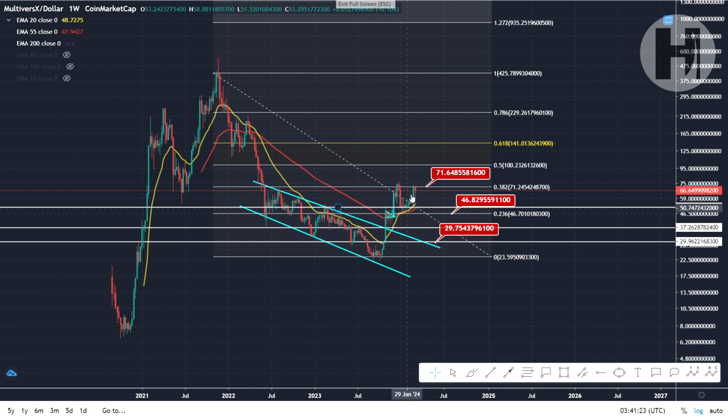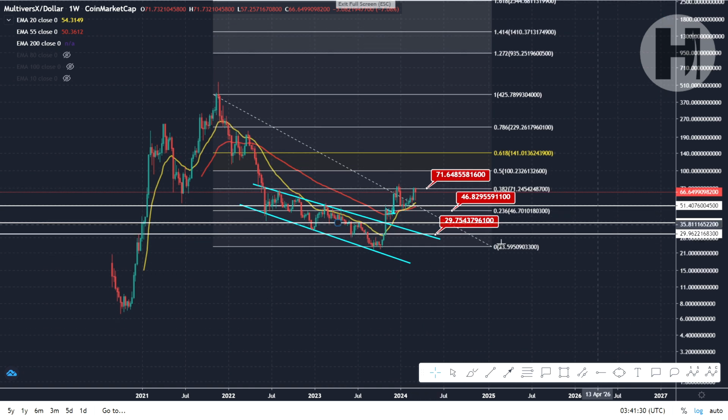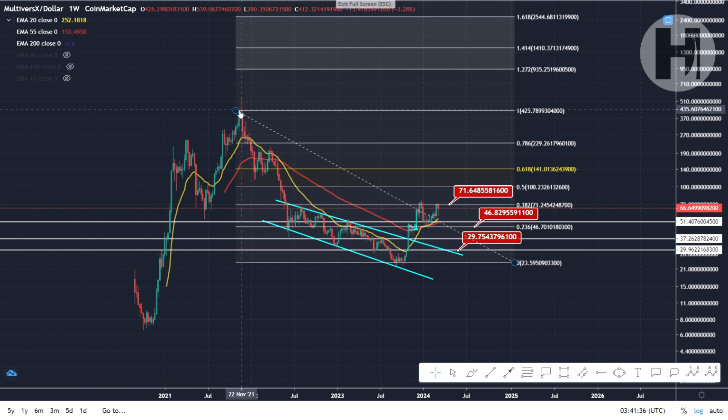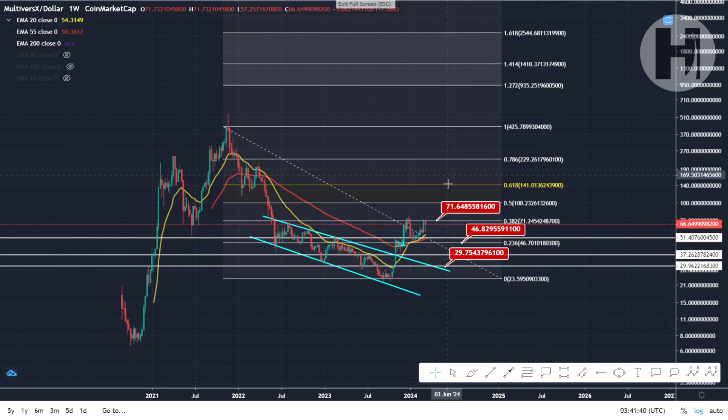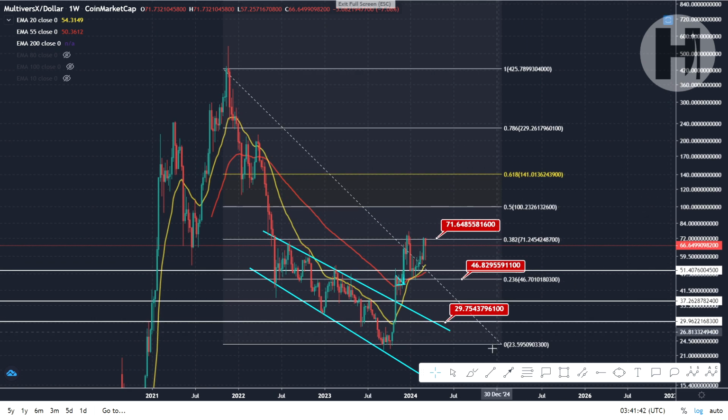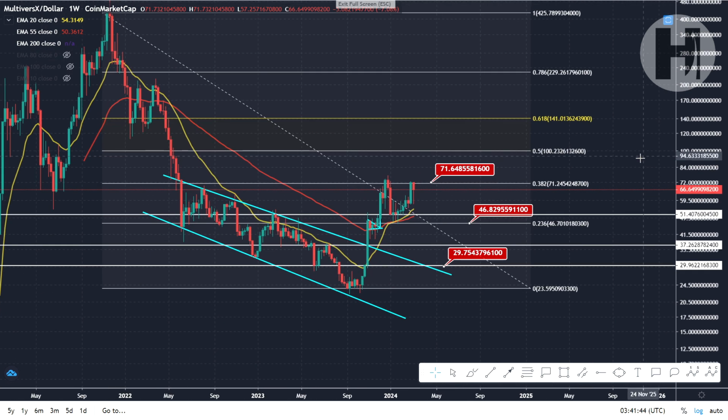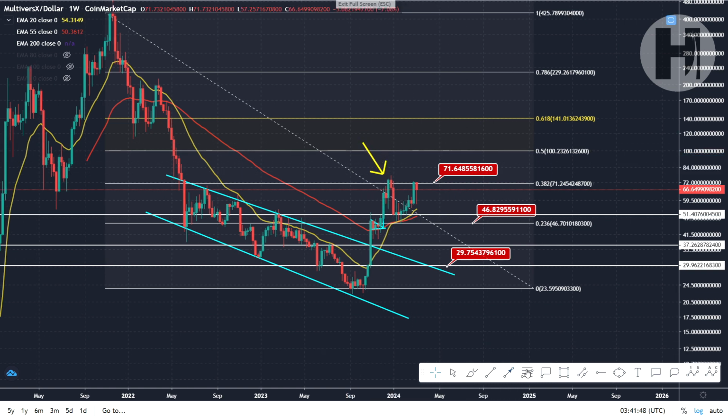Now, quickly glancing over the weekly chart, you can see we are running into a resistance level based on this large Fibonacci retracement setup from the bottom in September 2023, and the all-time high here based on the weekly candle closure at $425. So currently, we're running into the 0.382 Fibonacci retracement level. As you can see over here, we ran into it the first time, and now we are running into it the second time. So hopefully we can break above that.